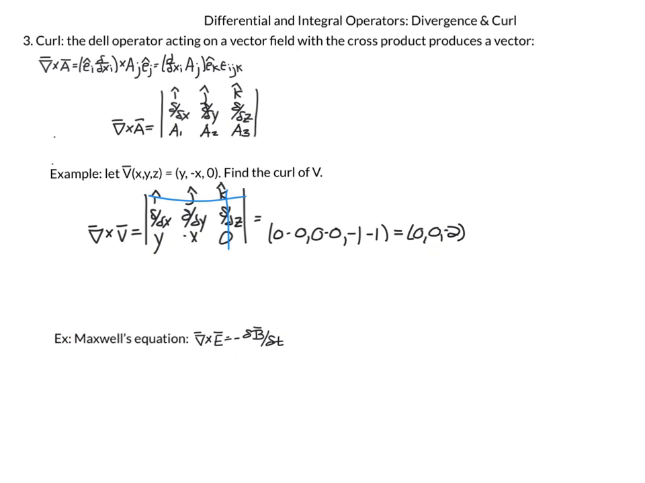And then one last example for your physics majors, this Maxwell's equation features the cross product.